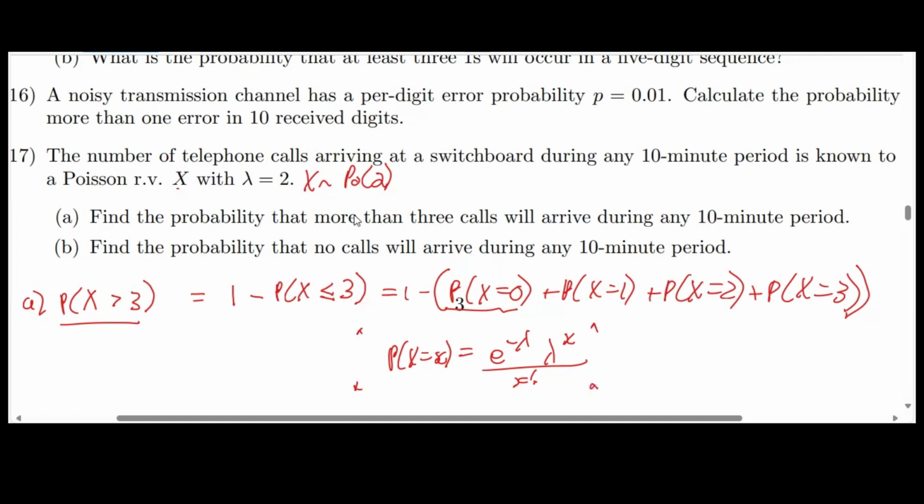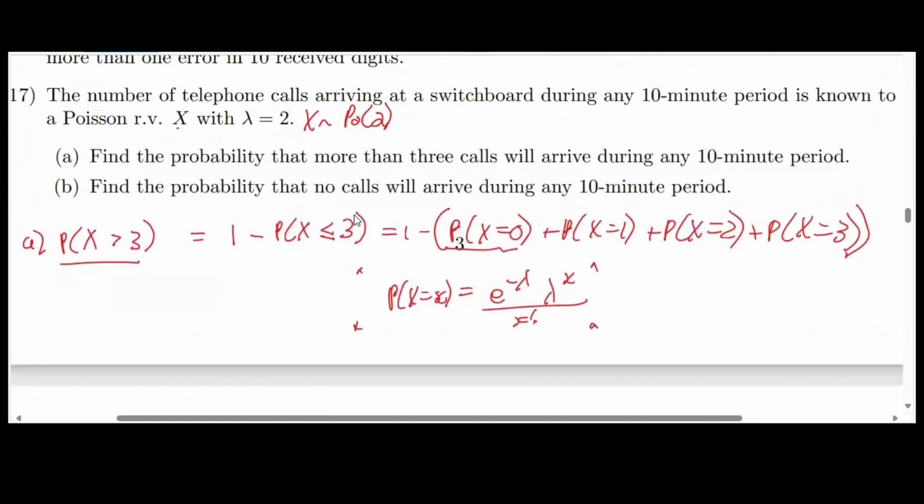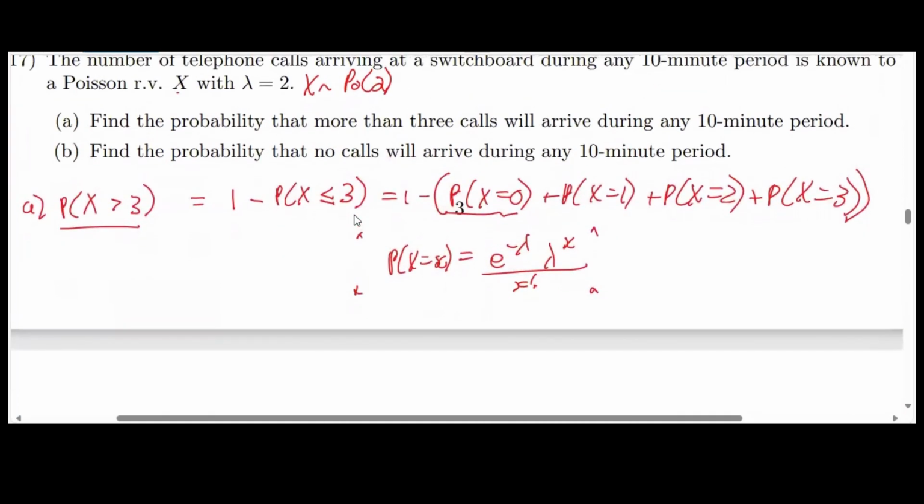I kid you not, knowing that the sum of the probabilities adds up to 1, just thinking about that, most of the time you get the correct answer. And the probability that no calls will arrive is just 0. If it's 0, it'll just be kind of a weird question to ask.